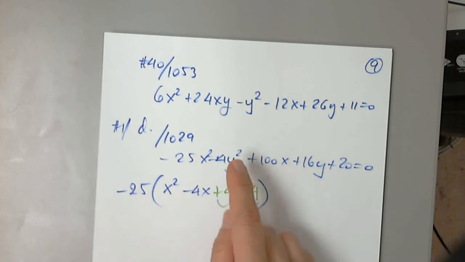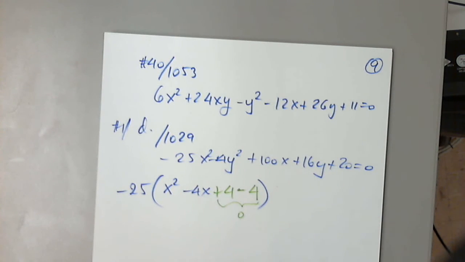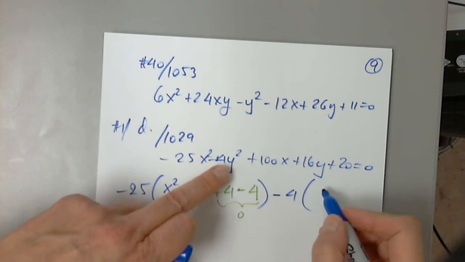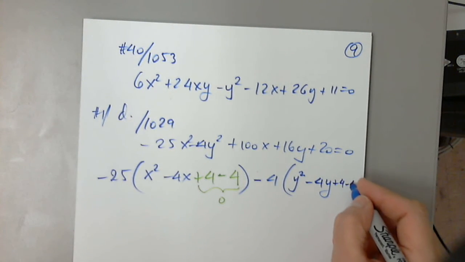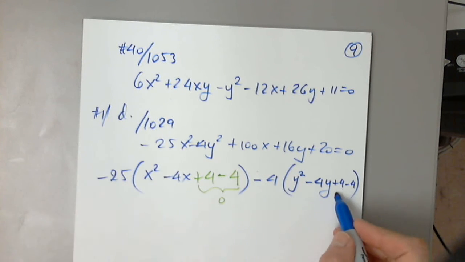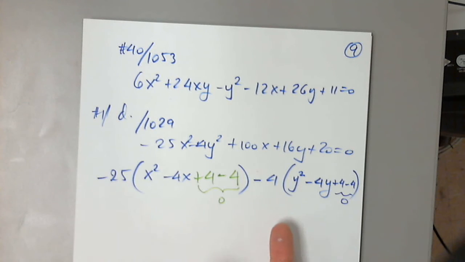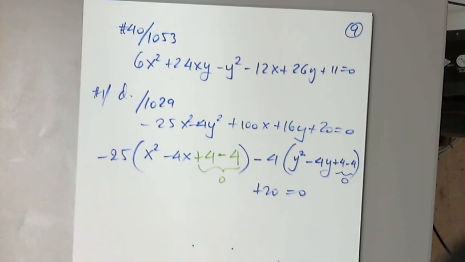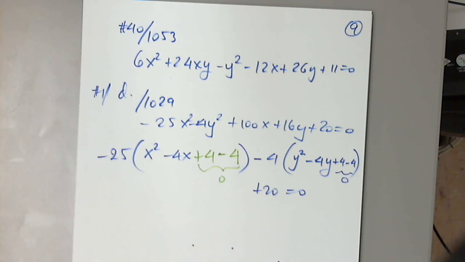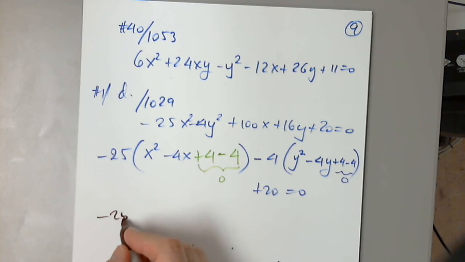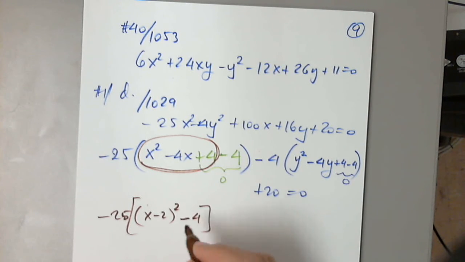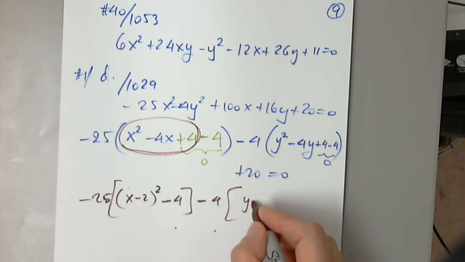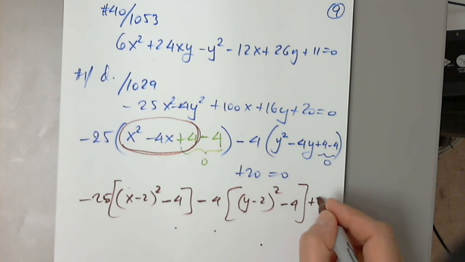In the same way, we will factor negative 4 from these two terms. So negative 4, and then we have y squared minus 4y. And again, the same positive 4 and minus 4. Still 0. Plus 20 equals 0. Next, I have negative 25. I will group these into x minus 2, everything squared, and leave the negative 4 alone. Same thing with negative 4, and we have y minus 2, everything squared, and minus 4, and plus 20 equals 0.